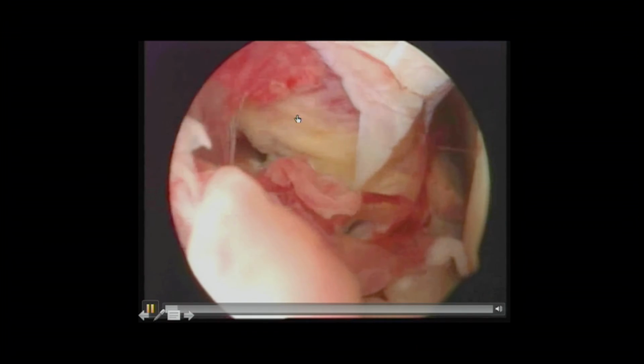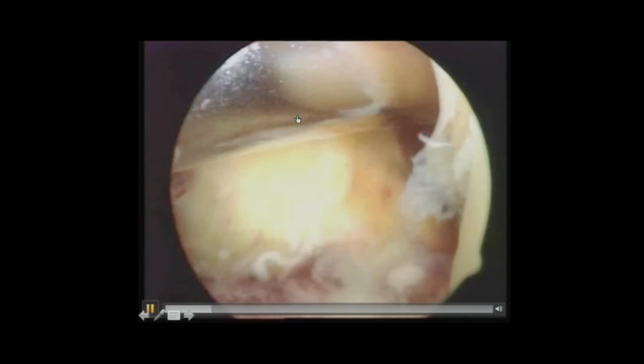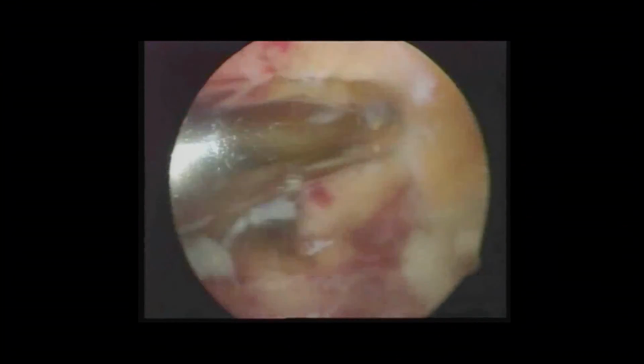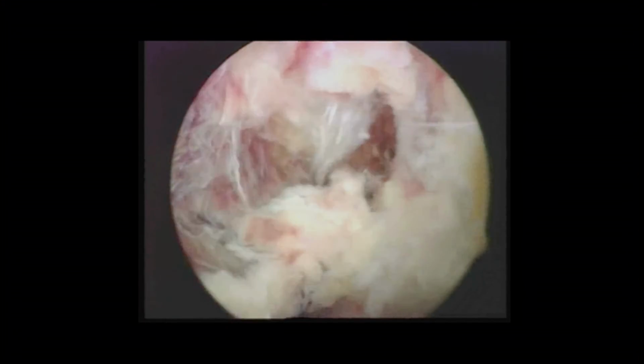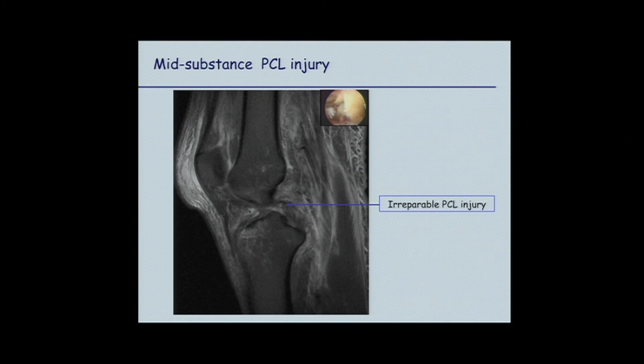So what you see from this video is this fatty layer over the PCL, but once you get your shaver in and remove this fatty layer, there is just nothing left. It's a gross mid-substance disruption.